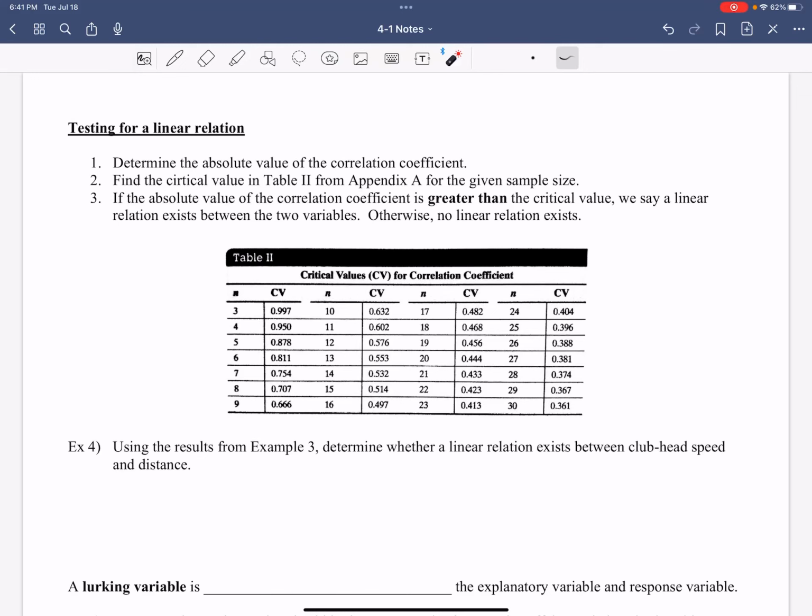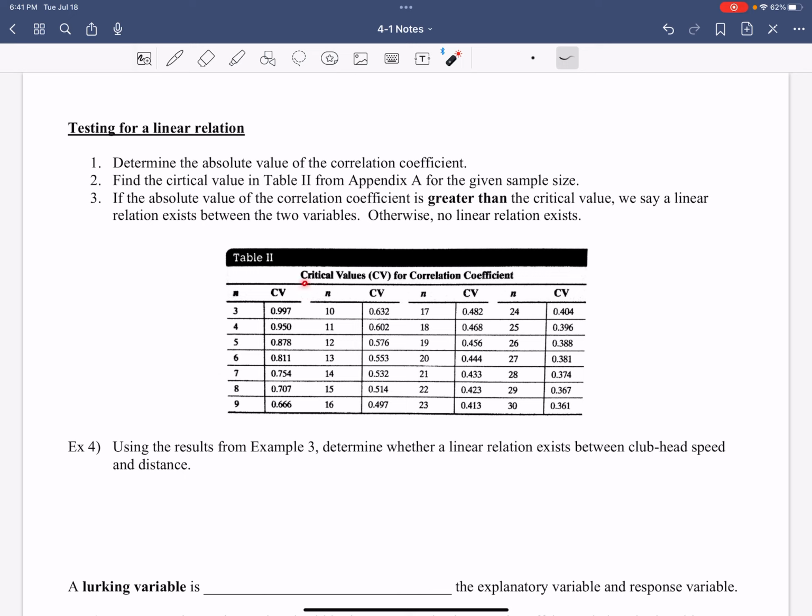Okay, so now that we learned about the correlation coefficient, how the strength and the direction of the data relate, now we're going to test for a linear relationship. So let's say we don't have a graph to see what it looks like, right? We just have a correlation coefficient.